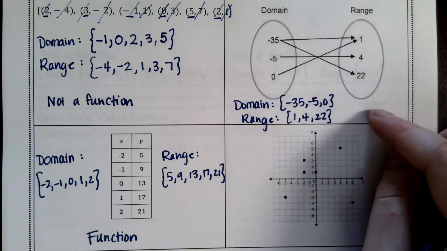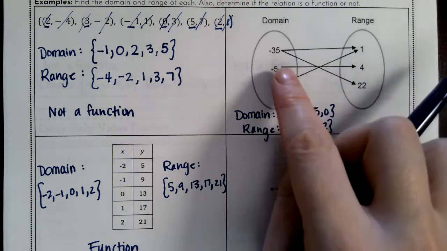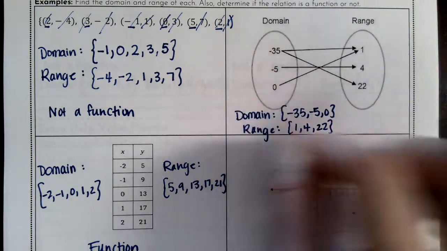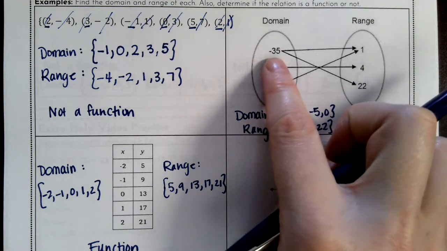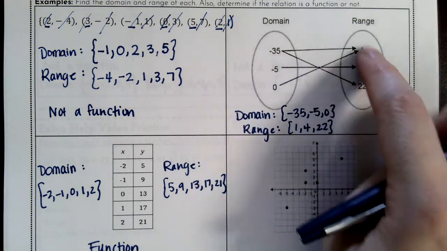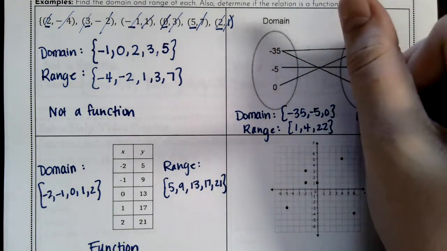And then figuring out if it's a function, I want to see if there's one person that has 2 birthdays. And so basically I'm looking for if one of my people over here splits and goes to 2 different birthdays. And that does happen. -35, one person has a birthday on the 1st and a birthday on the 21st, which is not allowed. This is not a function.